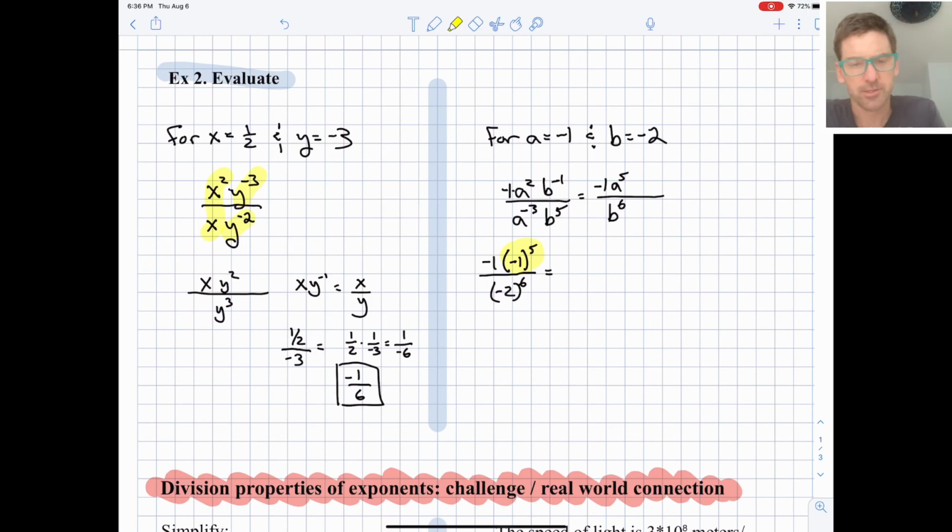Okay, so up top, we're going to have still our negative 1, and then times negative 1 to the 5th is a negative 1 because it was an odd exponent. And then down below, similarly, a negative 2 to an even power is going to be a positive number because those negatives will pair up and cancel out. And so that ends up being 64 down below. So up top we have a positive 1, and down below we have a 64 for our final answer. All right, that's a good place to stop right there.